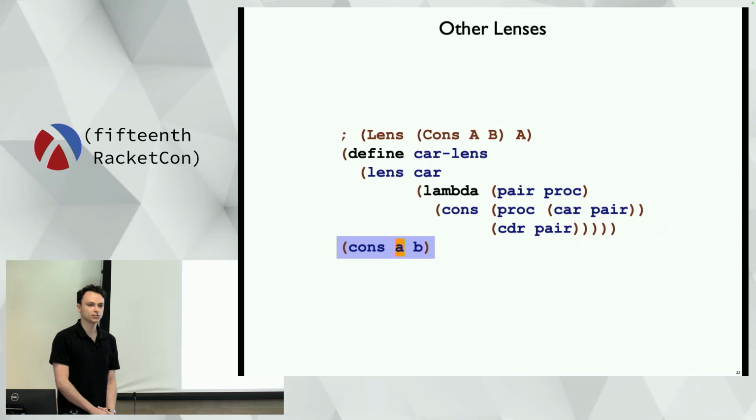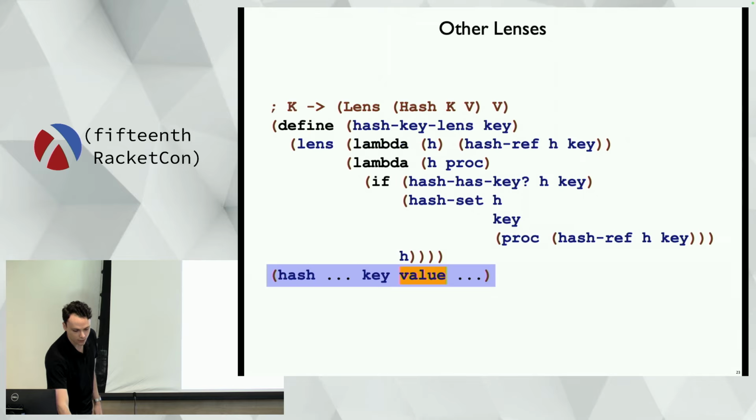And we can have other types of lenses, not just struct lenses. So here we have the car lens, which targets a cons pair and focuses on its car. And we can also do something like a hash key lens, which is a function that takes in a key and then returns a lens that targets a hash map and focuses on the value at that key.